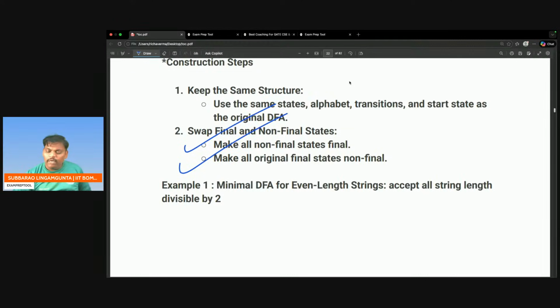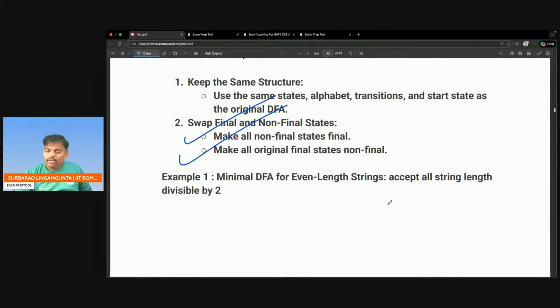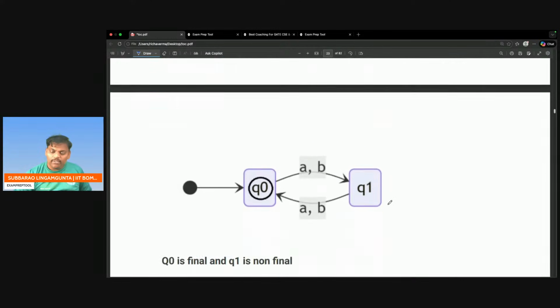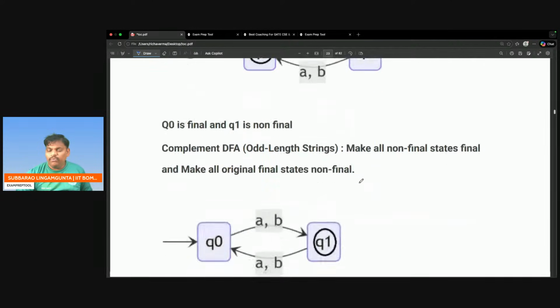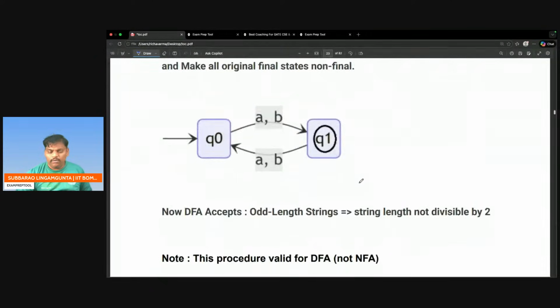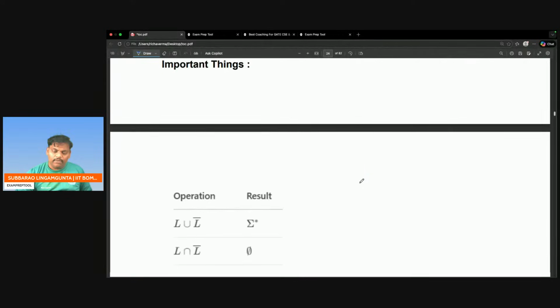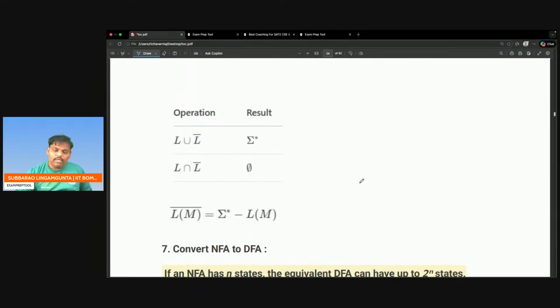Right? Next one. Minimal DFA for even length strings. Accept all strings of even length. So this is the even length, and you want odd length. So do the complement. Odd becomes even, even becomes odd. Right? So yeah, perfect. Can you see this one?